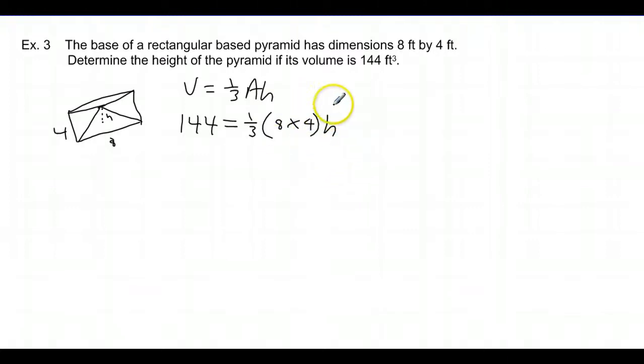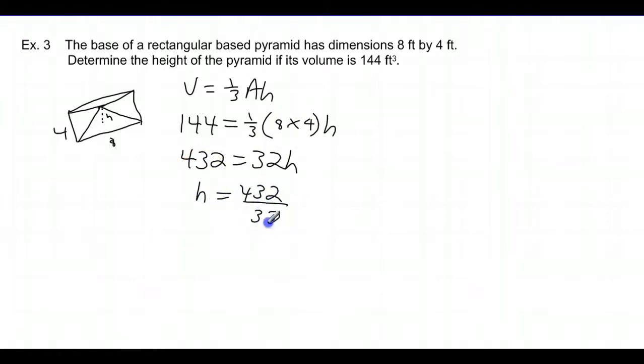And we're kind of back to day 1 stuff, right? We need to solve for H. So we're going to multiply both sides by 3, to get rid of that 1/3. Giving me 432 is equal to, we can multiply this out, so 32H. So H is 432 divided by 32, which works out to 13.5. And it's a linear measure, right? It's just one of the measurements. And so, 8 feet, 4 feet, this is 13.5 feet.